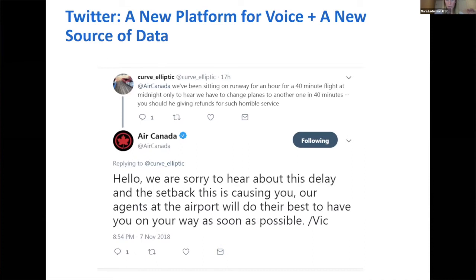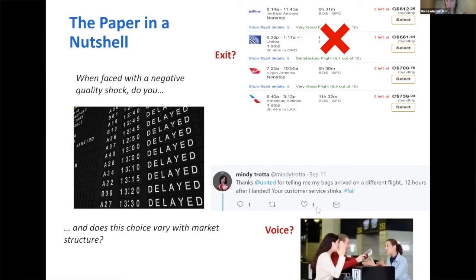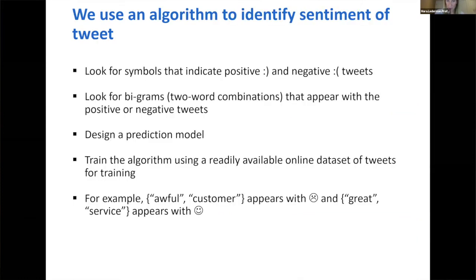I'm not going to walk you through all the empirics, but essentially our paper in a nutshell does this. It asks this question: when a customer is faced with a negative quality shock, so when they have poor on-time performance, operational performance by an airline, do they exit, basically say, I'm not going to fly with you anymore, or do they voice? Where voice used to take the form of people getting up there and complaining, increasingly it's taking the form of tweets. And then we ask how this varies with market structure.